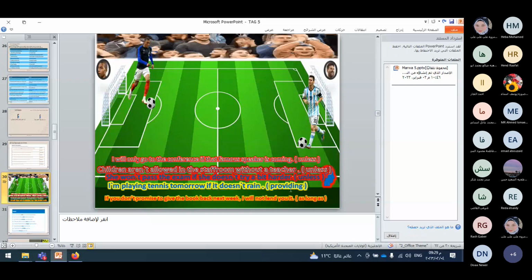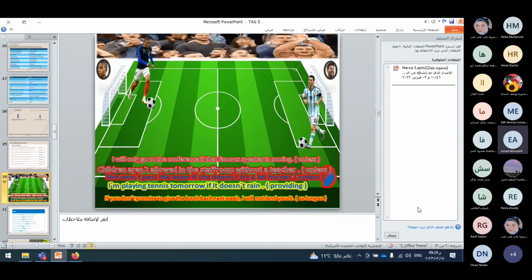Okay, now we have 2 teams, Messi team and Mbappe team, and here is the audience trying to encourage the 2 teams. So who is going to share with us? I need 4 participants, 2 in the Messi team and 2 in Mbappe team. Who are those persons who is going to be in Messi team? Tell me, unmute and tell me immediately.